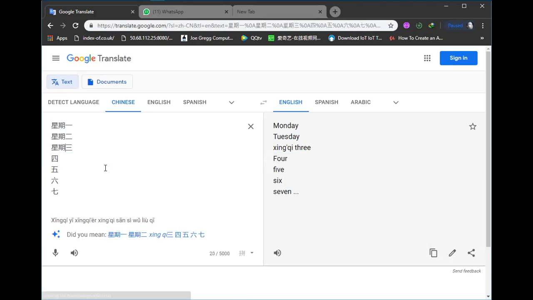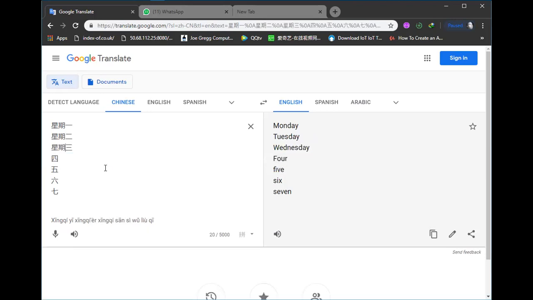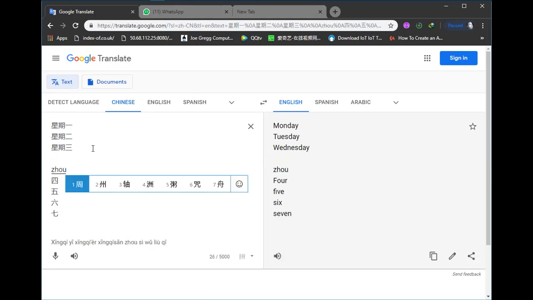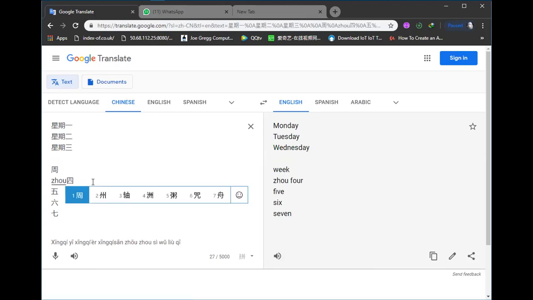Wednesday is? 星期三, very good. And you remember I said there's another word for week, which is Zhou, right? Now, how do we say Thursday using Zhou? 周四, Zhou Si is correct.